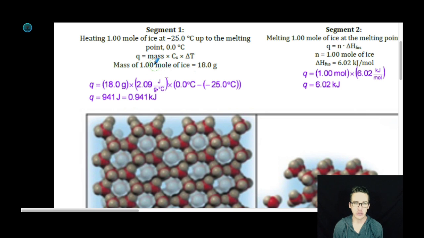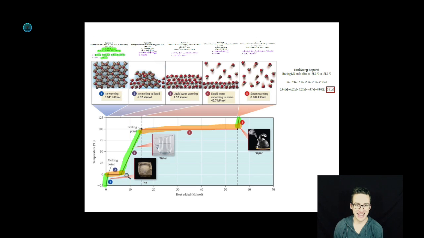Boom. And as you take a closer look at segment 1, because it is a sloping section of our heating curve, we are going to use the Q equals mc delta T equation to solve for the amount of heat required in order to get 1 mole of ice at negative 25 degrees Celsius up to the melting point of 0 degrees Celsius. Some important quick notes: recognize that we've taken our 1 mole of ice and converted it to mass in grams, so about 18 grams. And also notice that we use 2.09 joules per gram degrees Celsius, which is the specific heat of solid water or ice.